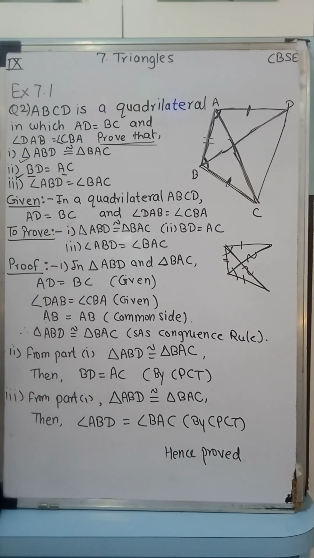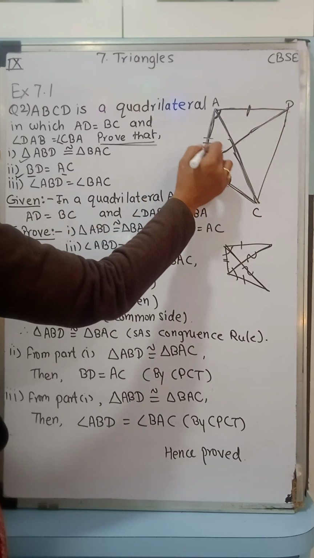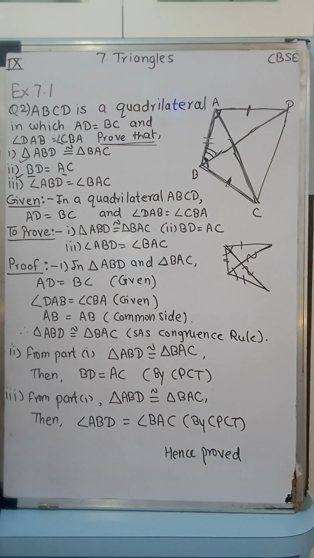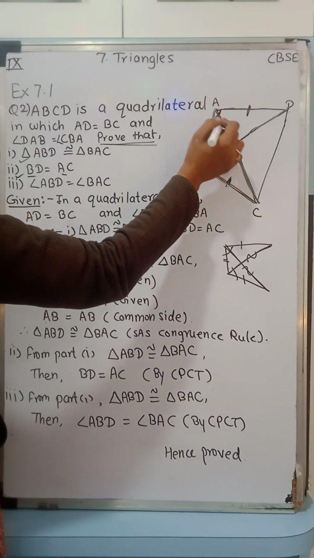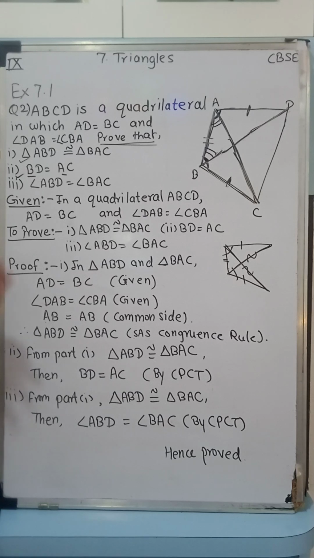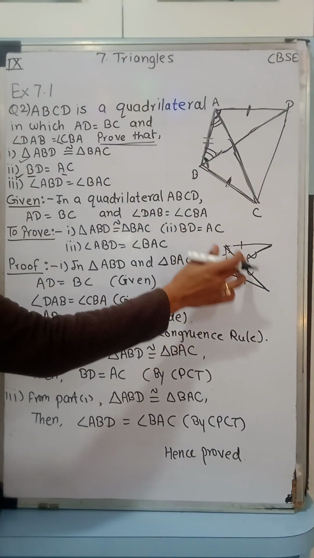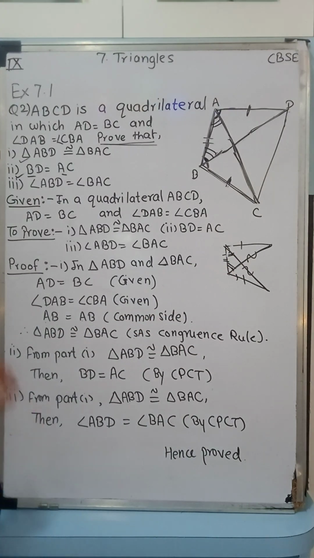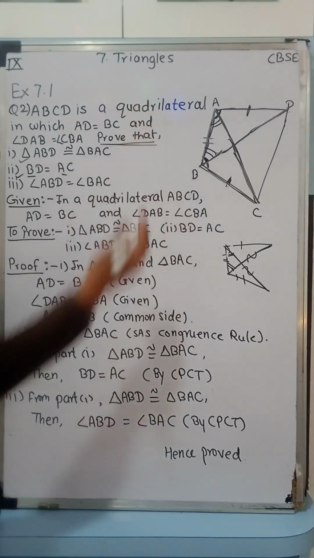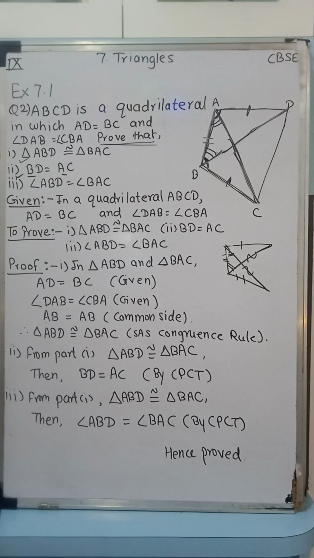Now we want to show that angle ABD, this small angle, is equal to angle BAC. Again, we have already shown that the two triangles are congruent, so definitely their corresponding angles will also be equal, that is, angle ABD is the same as angle BAC. Again the reason is CPCT. Got it, everyone?